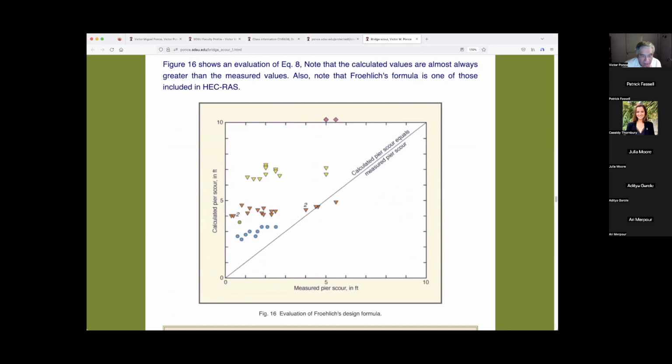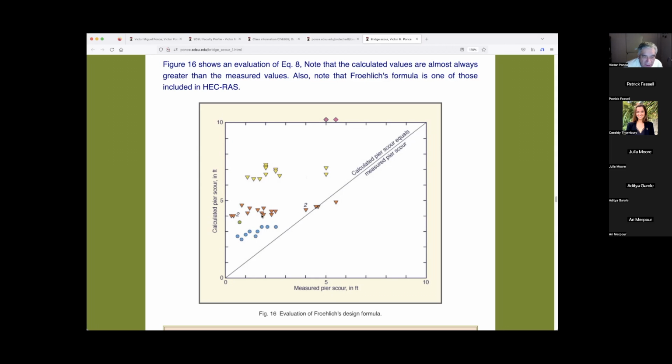Okay, so we have an example in here, evaluation of Froehlich's design formula. This is a part of the report that I have consulted in order to put together this paper. Calculated pier scour and measured pier scour. So at the 45-degree angle, there's correspondence, right? The way to read this, the calculated was 4 and the measured was 2. That's the way it was. So the calculated is a lot higher in here.